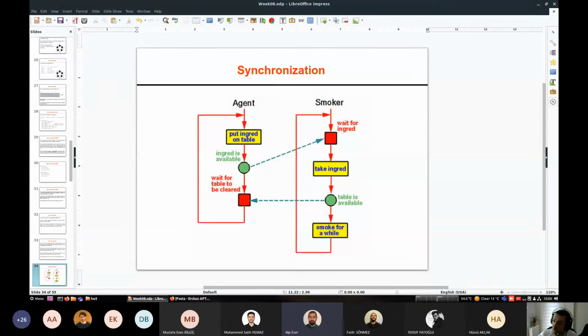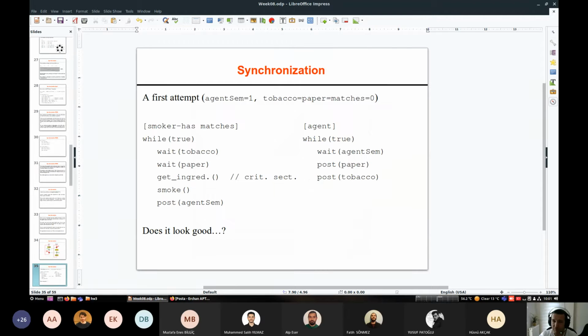So this is the visual representation of the problem. So we have 3 smokers, 1 agent. The agent just puts the ingredients, lets the smokers know that the ingredient is available, waits for the table to be cleared, and then brings ingredients to the table again. Whereas the smoker waits for the 2 ingredients, takes them, which means the table is available so that the agent can bring new ingredients, and smokes for a while. This is the whole idea. The question is how to make this work like a well-oiled engine as efficiently as possible.